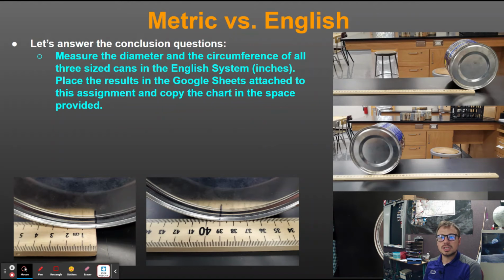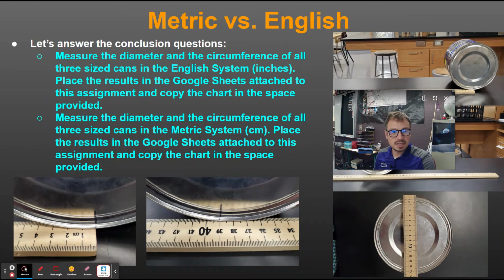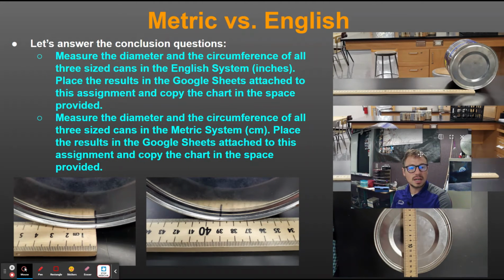So in this lab, you were to measure the diameter and circumference of all 3 size cans in the English system, so the inches side, and place the results in the Google Sheets that was attached. And then you would do the same with the metric side. Measuring the diameter is fairly easy, just straight across the can. That's what the diameter is.